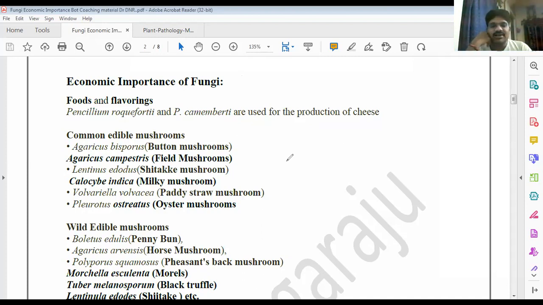Agaricus, Volvariella, Pleurotus, Psilocybe. Which among these is the button mushroom? Agaricus bisporus. Otherwise, Agaricus bisporus is the button mushroom, Volvariella is the paddy straw mushroom, Pleurotus is the oyster mushroom. Like that, they ask the question.